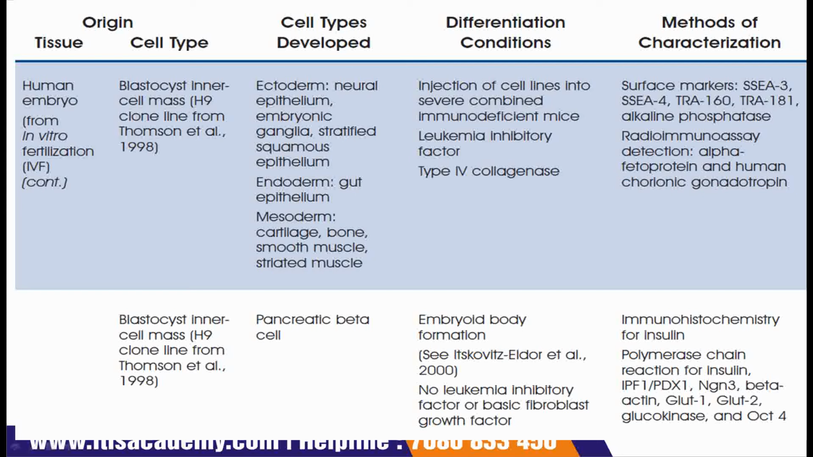Next, the cell type is again blastocyst inner cell mass, while the developed cell is pancreatic beta cell. What does this beta cell do? This beta cell is responsible for the secretion of insulin.